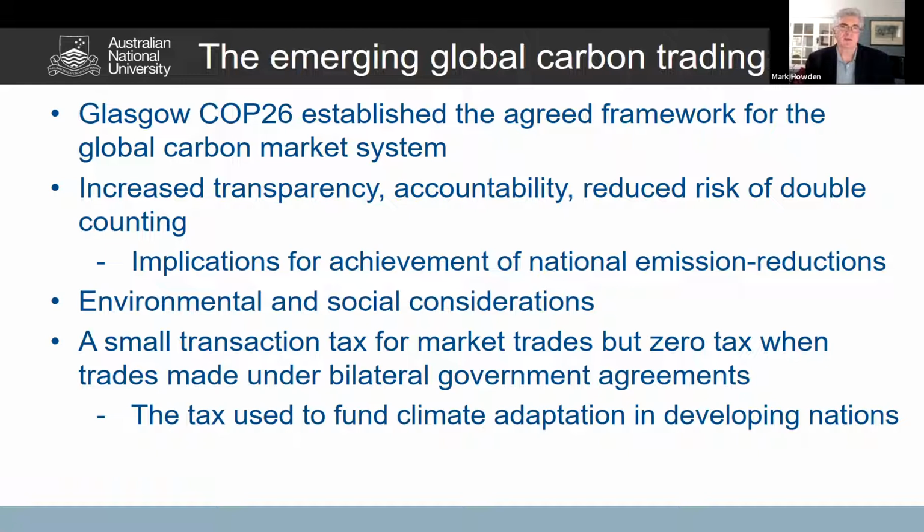Embedded in that Paris Agreement arrangement was essentially a small transaction tax for market trades, emission trades, when done on the market itself. So this is essentially, say, a business trading and buying carbon credits from another business. But the agreement under Paris, as I understand it, essentially says if there's a bilateral arrangement between governments and those trades are between governments, then there is no transaction tax placed on this. And that tax was actually going to be used for good activities under climate change. Essentially, it was going to be used to fund climate adaptation activities in developing nations.